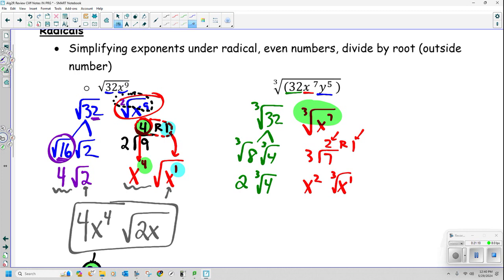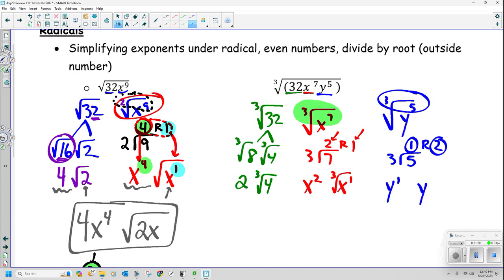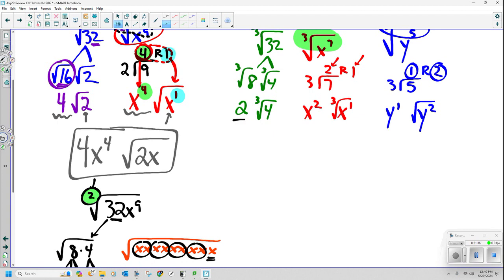And I do the same thing with the y. It's the cubed root of y to the 5th. I'm going to divide 3 into 5. 3 goes into 5 once with a remainder of 2. 1 y comes out. 2 y's remain. The remainder remains in the radical. And again, we just write everything outside of the radical together: 2x squared y, times the cubed root of 4x y squared.